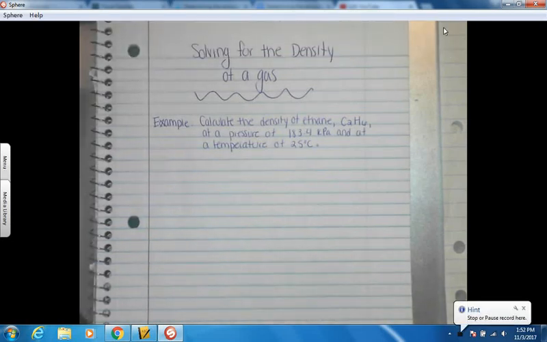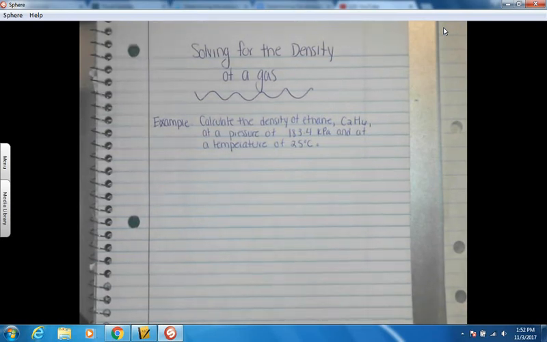Today we're going to talk about solving for the density of a gas using the ideal gas law. In order to do this, we have to do a little bit of deriving an equation. The important part of this is that you follow along, but then there is a final equation that we can use to solve this type of problem every single time.